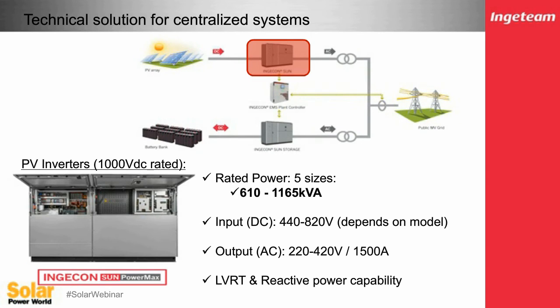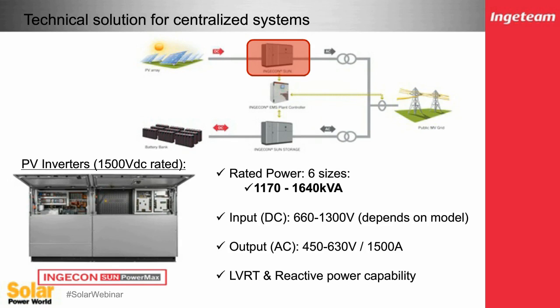For consideration of PV inverters, what's available in the market in consideration of a 1,000 volt system. I'll show a 1,500 volt next. Typical sizes that are available in the market, at least for our product line, include anywhere from 610 to 1165 kW, with an output up to 420 volts. And the 1,500 volt product line ranges in power anywhere from 1170 to 1640 kW.